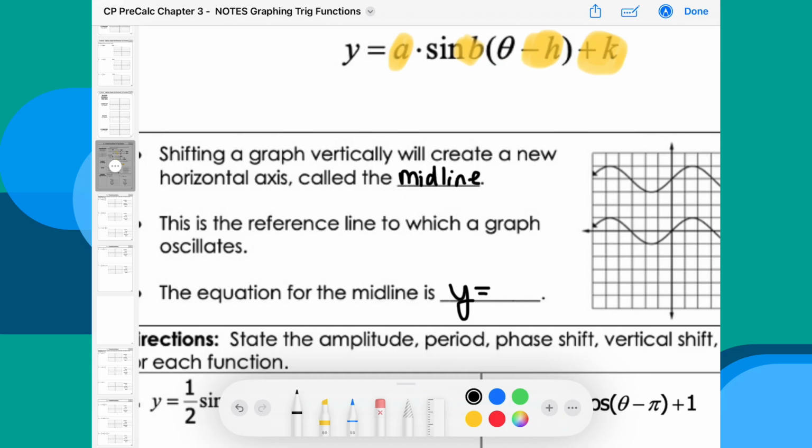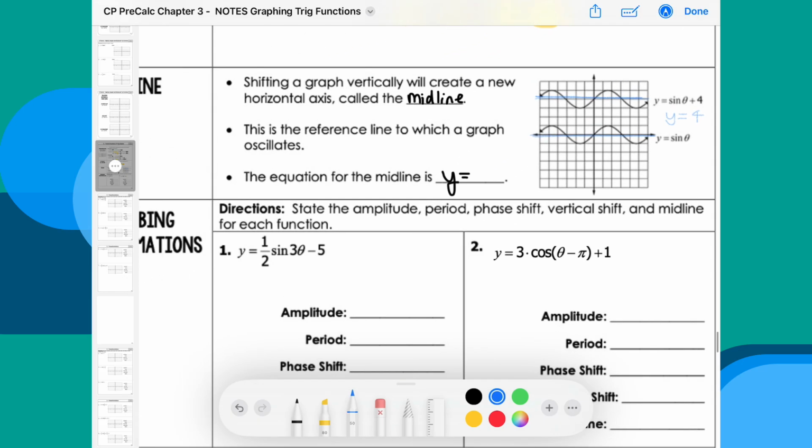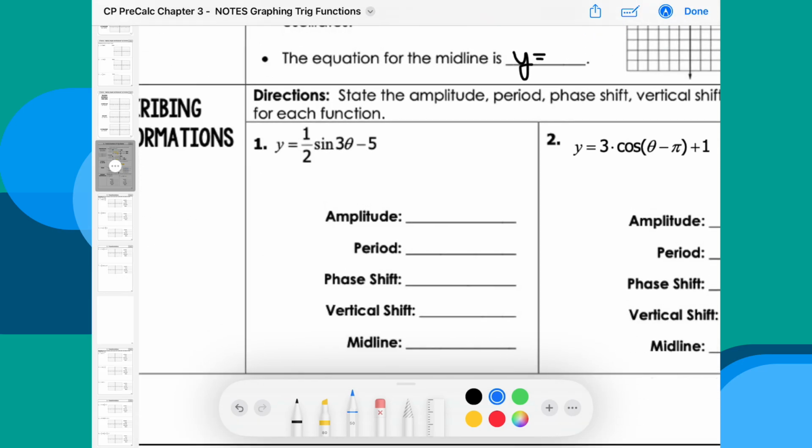Our equation for the midline is y equals wherever the midline is. In this example, we have our original function, going up and down from the x-axis. We can see here that sine was shifted 4 units positive, so the equation of this midline would be y equals 4. All right, let's take a look at some examples, see if we can do all the things, and then we will try to sketch one out together.